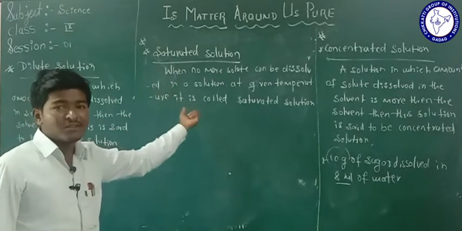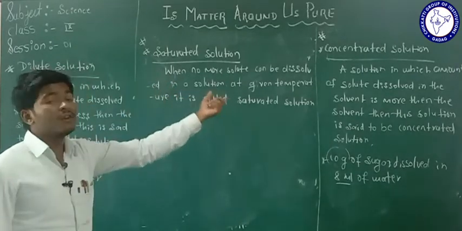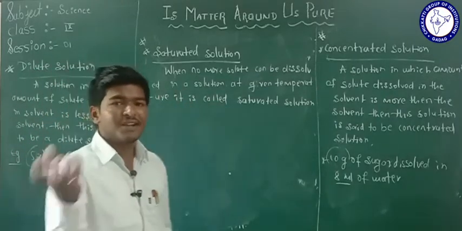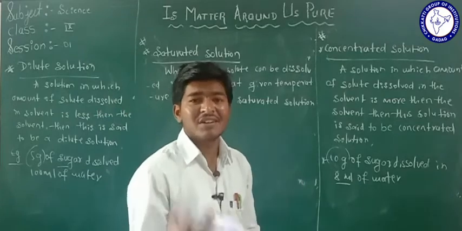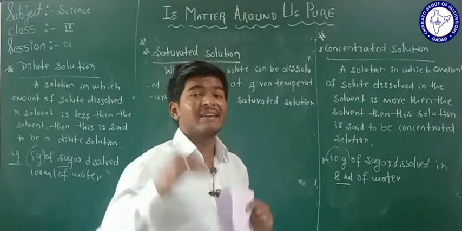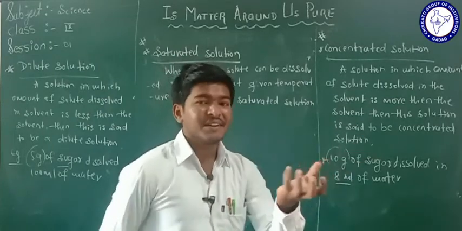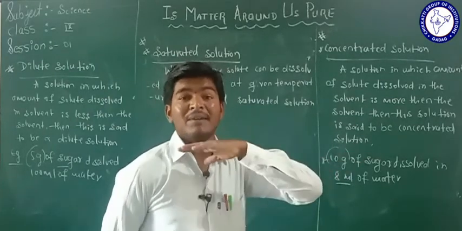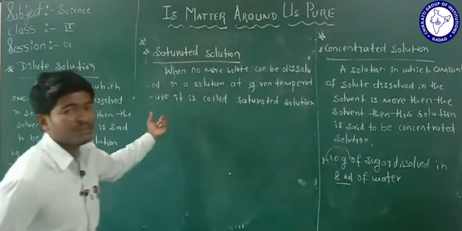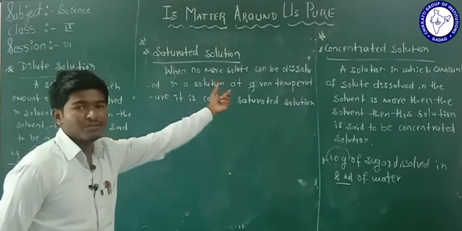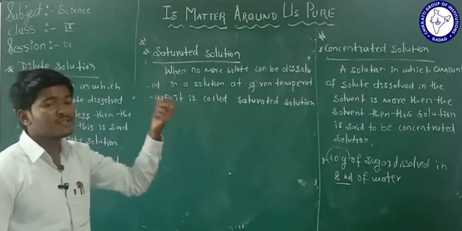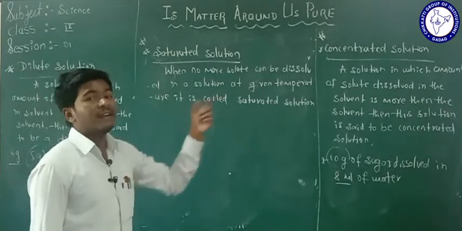What is a saturated solution here? When no more solute can be dissolved in a solution. So every solution has a capacity to dissolve some solute in it. At one time, the capacity of the solvent will be complete, it will be filled up. At that condition, the solution can be said to be a saturated solution. So what is a saturated solution here? When no more solute can be dissolved in a solution at a given temperature, it is called a saturated solution.